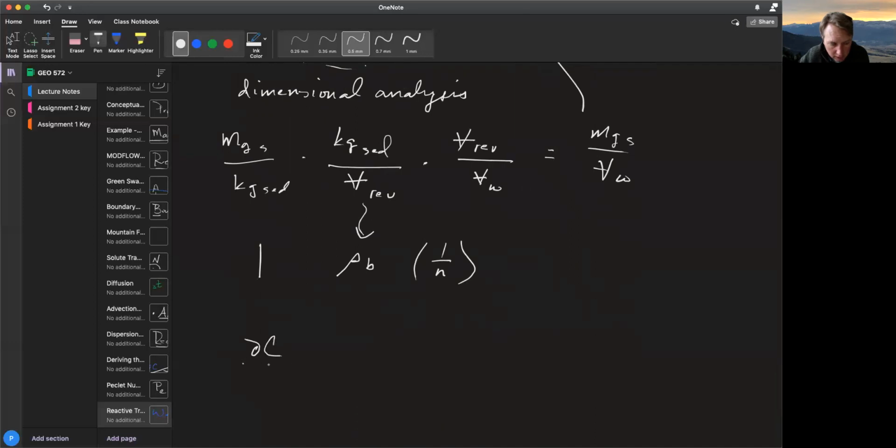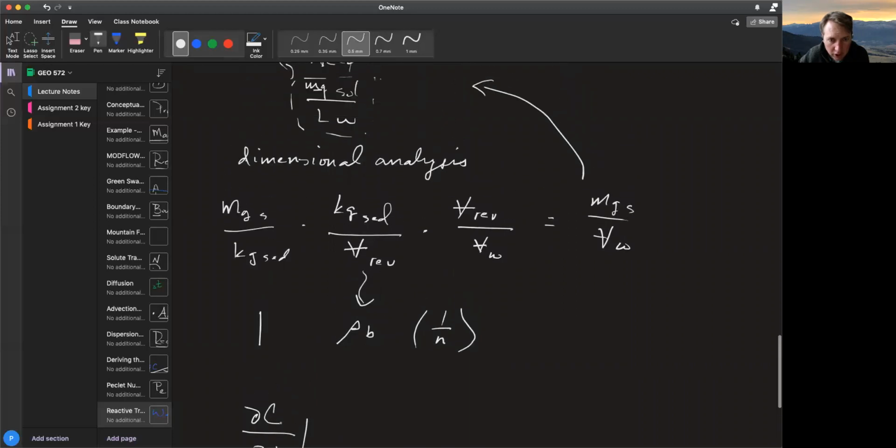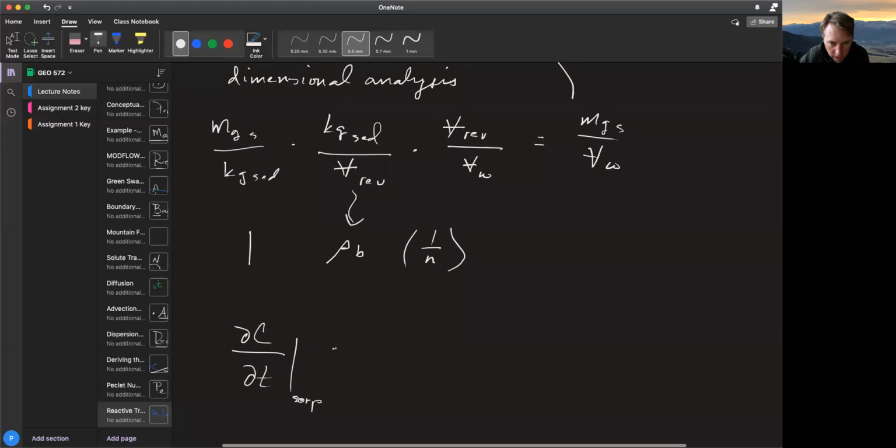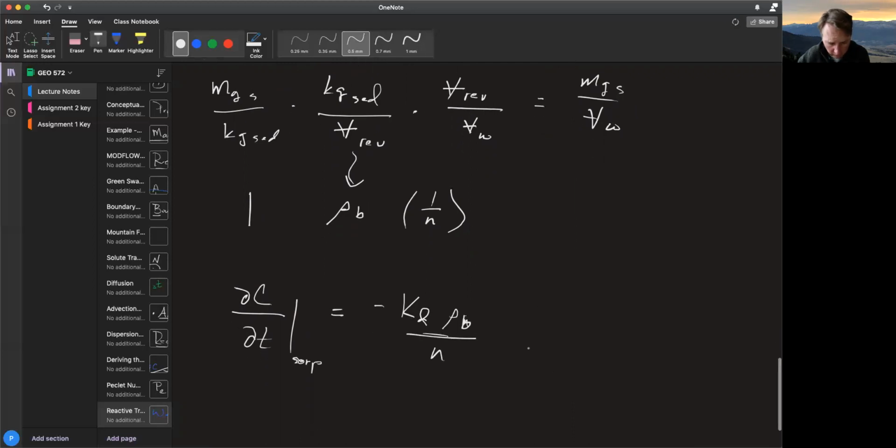dC/dt sorbed. And this is an important distinction. This is not the change in sorbed concentration. This is now the change in concentration in the aqueous phase due to sorption. Right? In the correct units, it is equal to negative KD rho B over n times dC/dt.